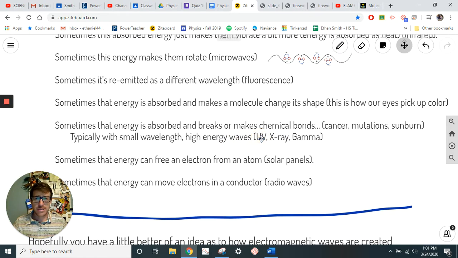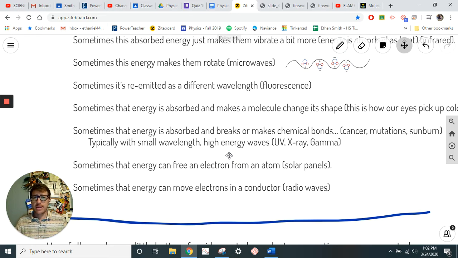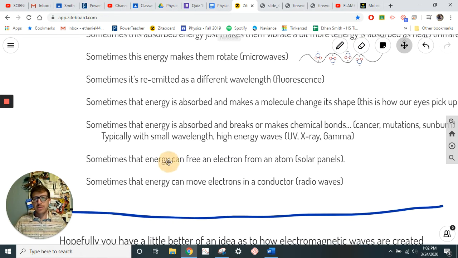Can lead to things like cancer. And so these are bad, and they typically happen with small wavelength, high energy waves: ultraviolet, especially far ultraviolet, UVC, UVB, X-rays, and gamma rays can definitely do these kinds of things and can cause some serious harm, because the size of those wavelengths really fits in and can break apart those molecules. Similarly, sometimes that energy with those short wavelengths can actually free an electron from an atom, right?